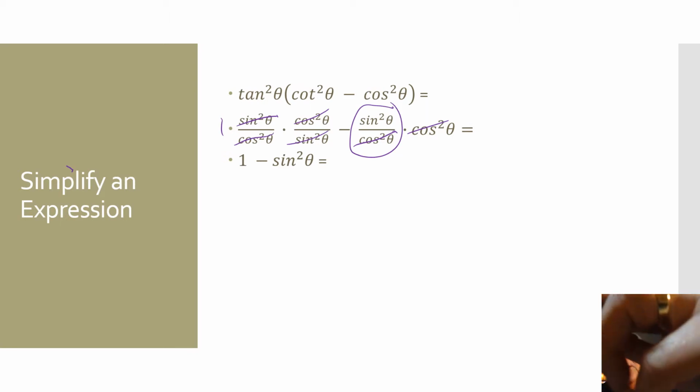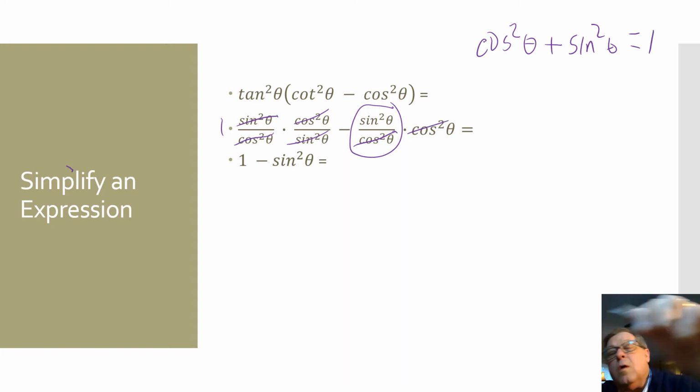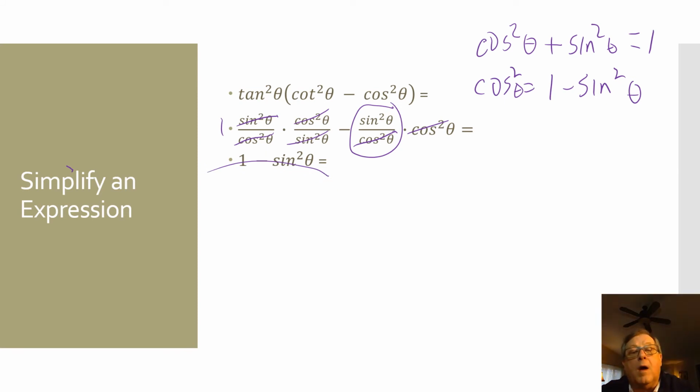Well, you might recognize that the Pythagorean identity said that the cosine squared of theta plus the sine squared of theta equals 1, Pythagorean identity. And you know what? If I subtract the sine squared of theta from this, I'm left with the cosine squared of theta is equal to 1 minus the sine squared of theta. And look what I have here: 1 minus the sine squared of theta.